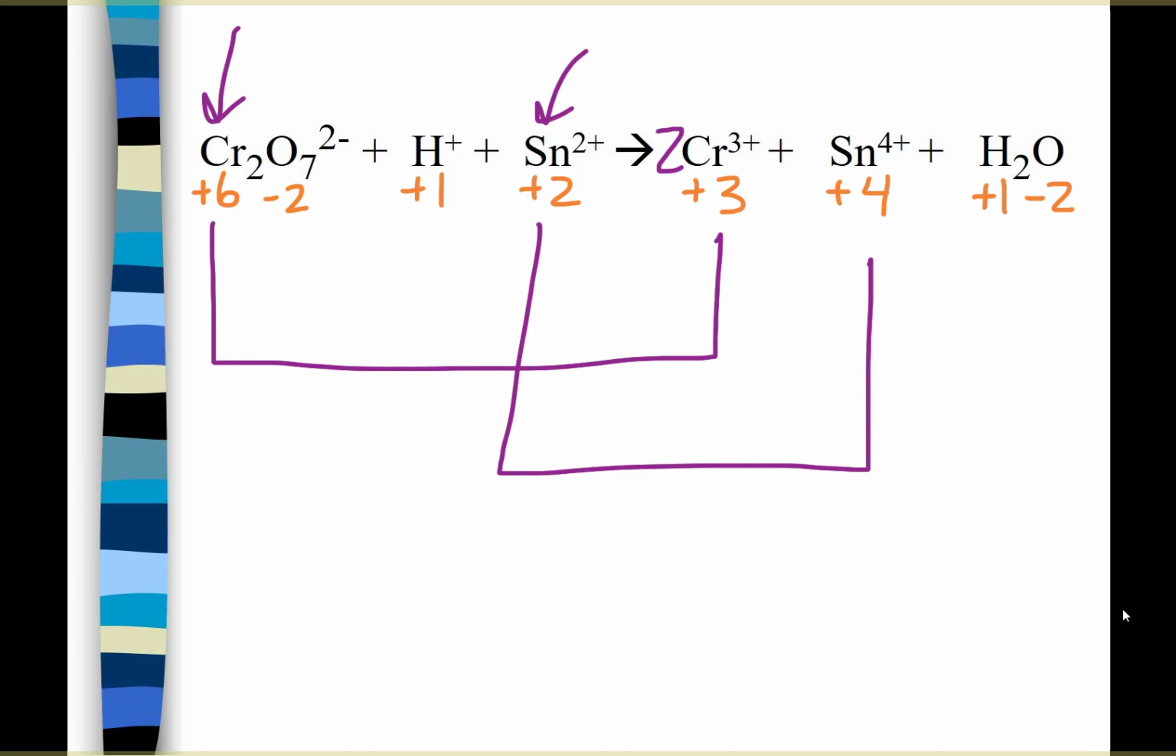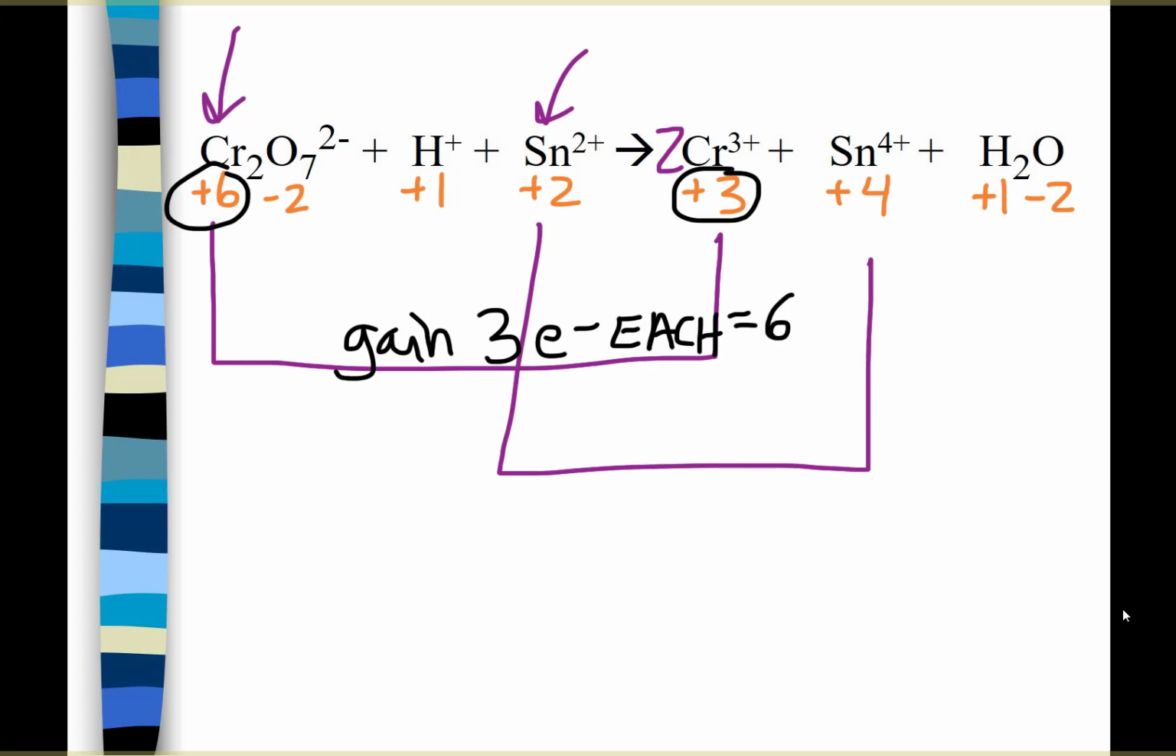So let's figure out which one is losing, which one's gaining, and how much. Let's start with the chromium. So our chromium, we're going from a +6 to a +3. And so I am gaining 3 electrons. Remember, electrons are negative, so when they're gained, the number goes down. So this is 3 electrons each. So watch out for this. So notice I have 2 chromiums over there. So I have a total gaining of 6 electrons.